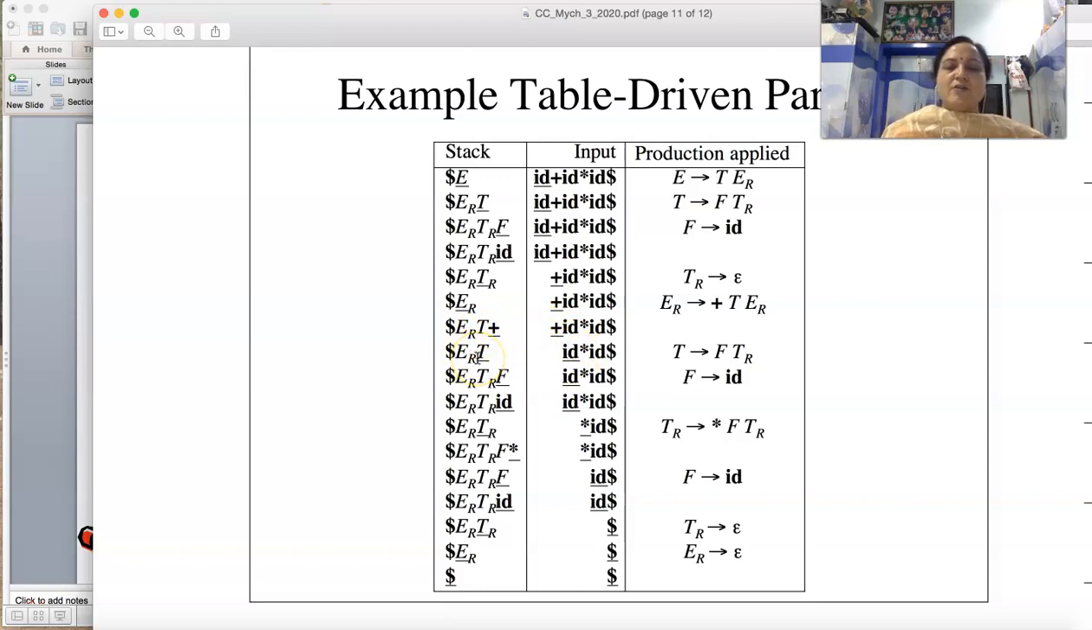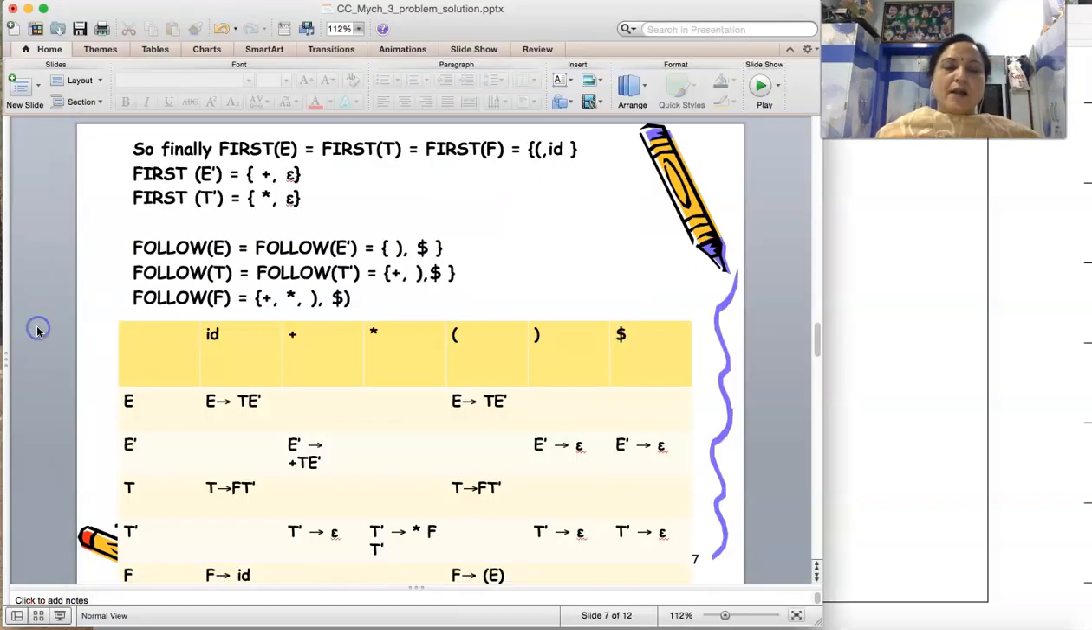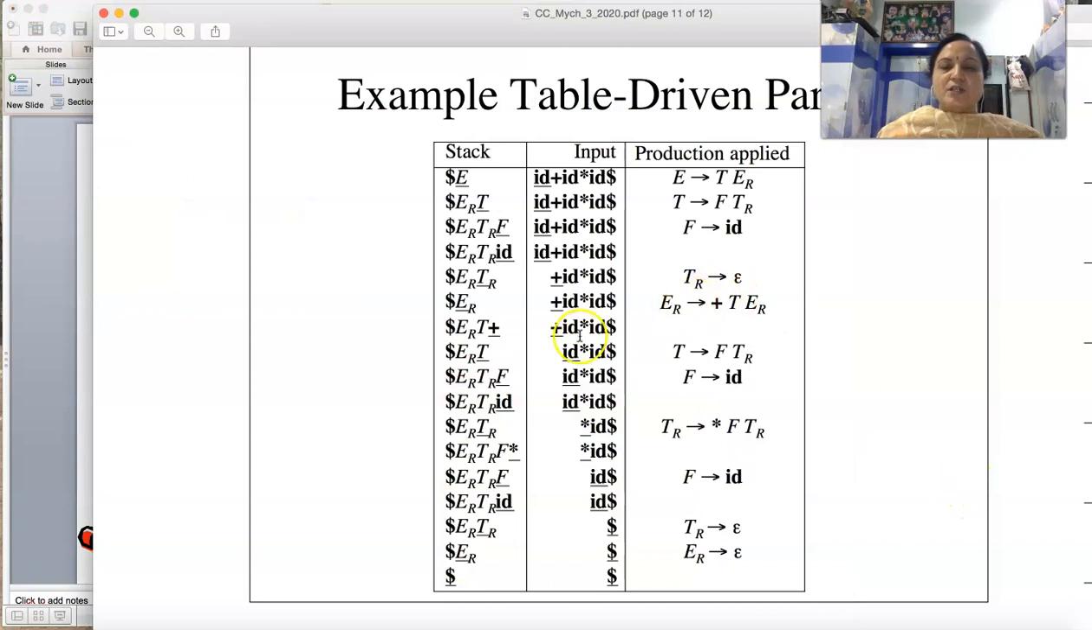Now id and T cannot be matched. So search the table with row index T, column index id. So search the parsing table with row index T, column index id, that is T tends to FT dash. So pop out T from the stack and insert FT dash in the reverse order onto the stack. Now F and id cannot be matched. Again search the table with F comma id. You will find in the parsing table F tends to id. So pop out F, push id, and it will get matched. Increment the pointer. Now the pointer is pointing to star.